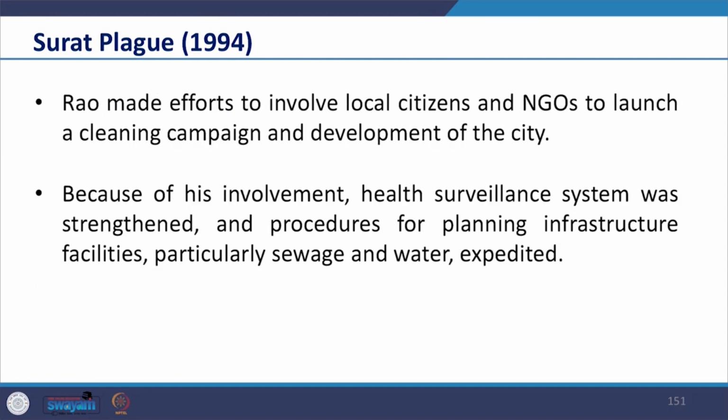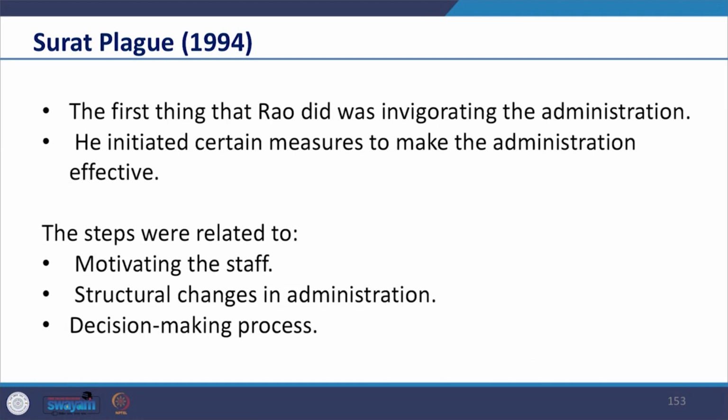Rao made efforts to involve local citizens and NGOs to launch cleaning campaign and development of the city. Because of his involvement, health surveillance system was strengthened and procedures for planning infrastructure facilities, particularly sewage and water, expedited. The first thing that Rao did was invigorating the administration. He initiated certain measures to make the administration effective, such as motivating the staff, structural changes in administration and decision-making process. The staff has been added at all levels in the sanitary department, varying from 19% to 114%.